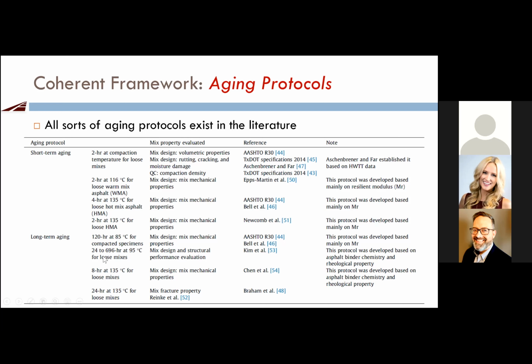Again, for long-term aging, R30 has 5 days at 85 C. Another study, NCHRP 954, recommended by Professor Kim at North Carolina State University, talks about 1 day or multiple 24 hours at 95 C. And NCAT recommends 8 hours at 135 C. Some people use 24 hours at 135 C. So there are all different types of aging protocols existing in the literature.